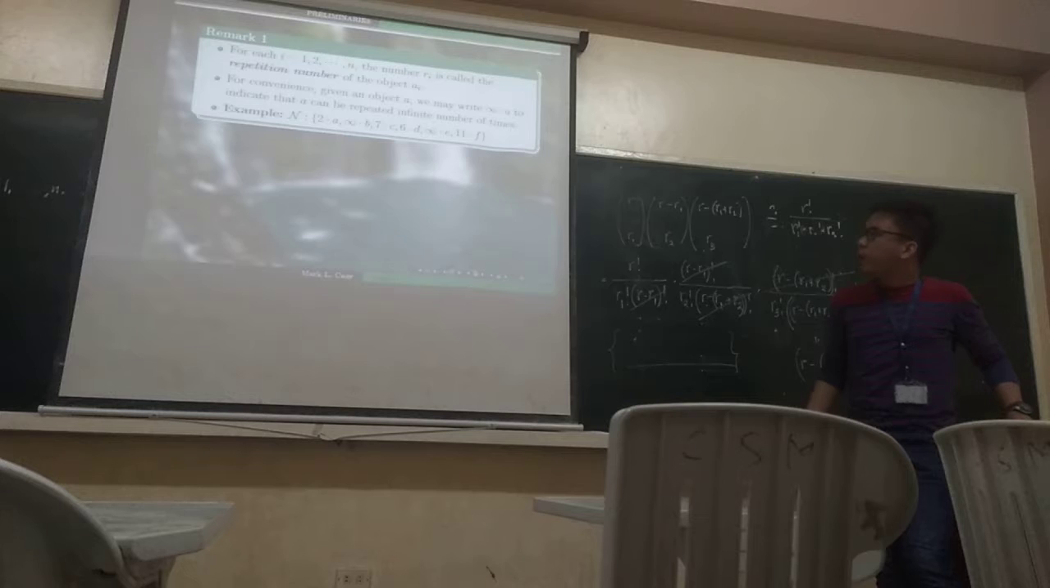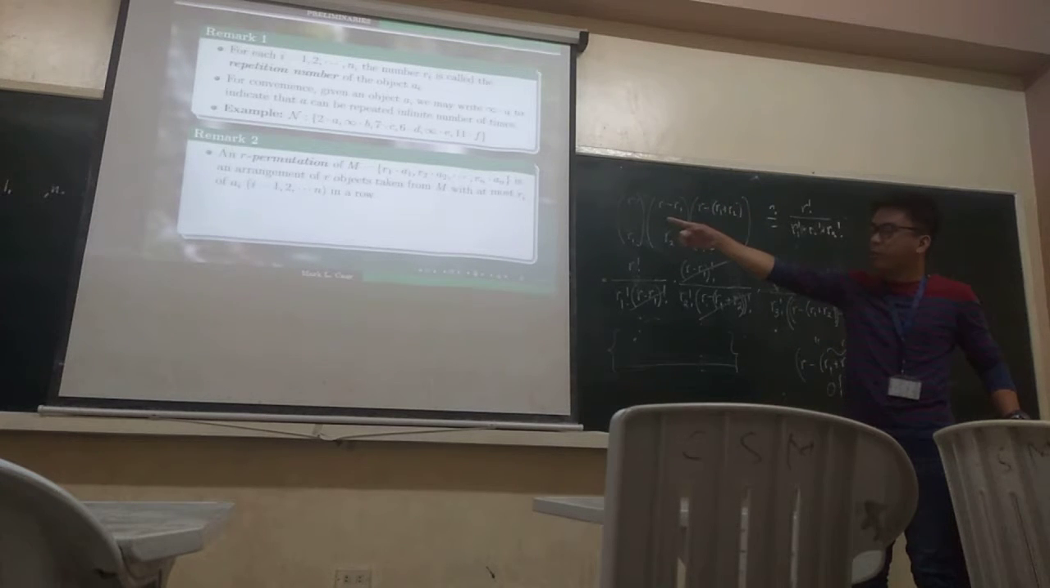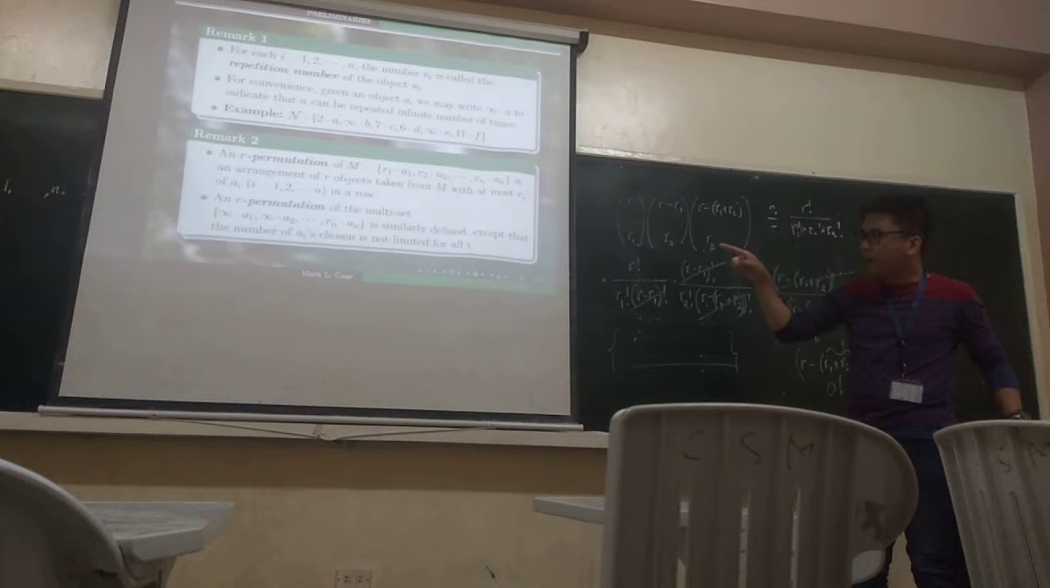Consider this remark again. An r-permutation of m is an arrangement of r objects taken from m with at most r sub i of a_i. So you have your i ranging from 1 to n, which is finite, taking from the original infinite set. An r-permutation of a multiset is similarly defined, except that the number of a_i chosen is not limited for all i.